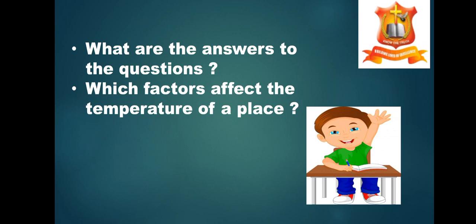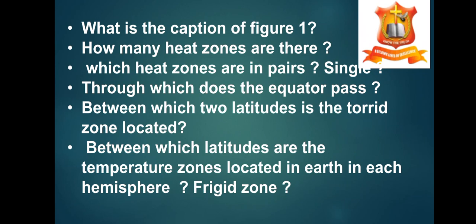So the first question was, what is the caption of figure 1? The figure is about the heat zones of the earth. How many heat zones are there? There are 3 heat zones. Which heat zones are in pairs? The temperate zone and the frigid zones are in pairs. And which heat zone is single? The torrid zone is the single one.